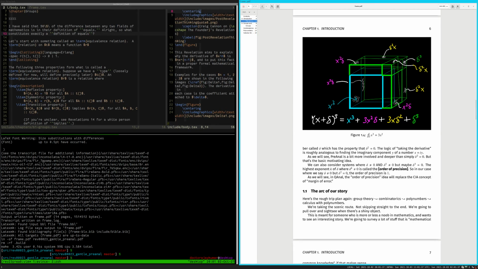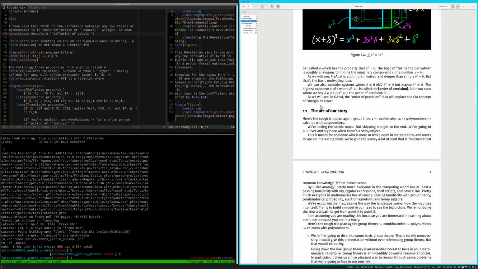We're not skipping straight to the end. We're going to pull over and sightsee when there's a shiny object. This is meant for someone who is more or less a noob in mathematics and wants to see an interesting story. We're going to survey a lot of stuff that is mathematical common knowledge, seeing how the map ties into itself, trying to build a model in our head to see the big picture. We're not doing the shortest path to get from point A to point B. I'm assuming you're reading this because you're interested in learning about math, not because you are in a hurry.